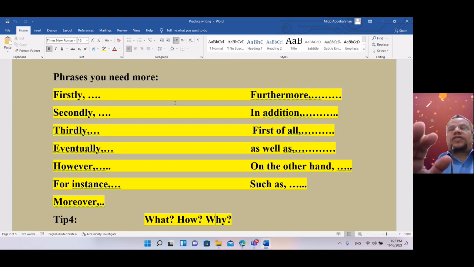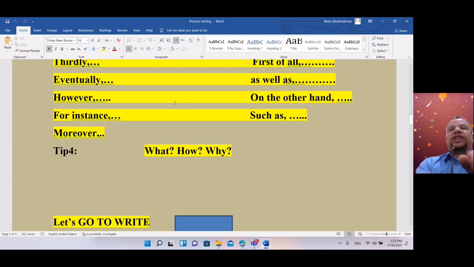In the introduction you can start with first of all, or use as well as if you want to add something else, or on the other hand. On the other hand is for opposites. For example, when you finish talking about positives and want to talk about negatives, you say on the other hand, or use such as.